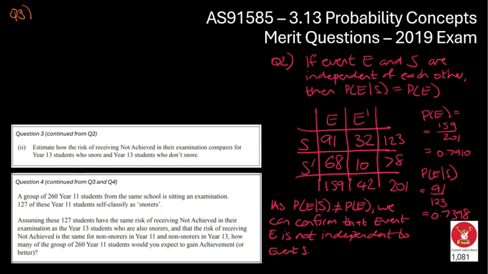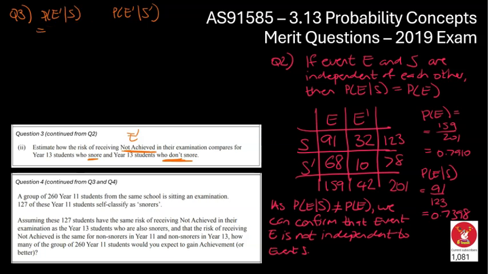Okay, we are now on to question number 3, and it says estimate the risk of receiving a not achieved, so don't forget that's E dash, in their examination for students who snore versus doesn't snore. So we're trying to find the probability that they failed given they snore, and we need to compare that to the probability that they failed given that they don't snore. The notation looks a bit messy, but it's enough to get us going. So let's start us off by finding that first one.